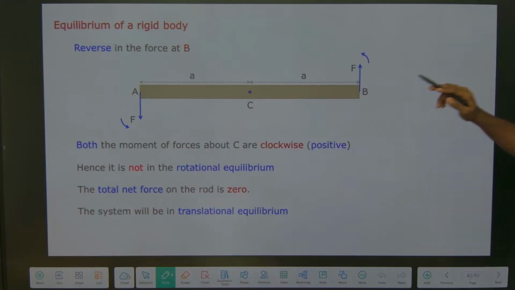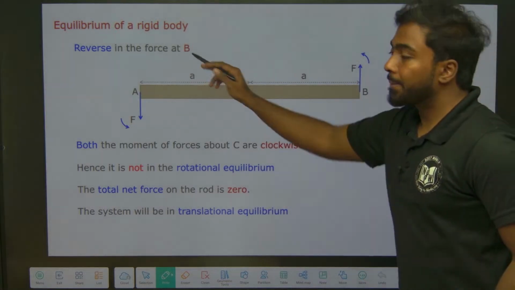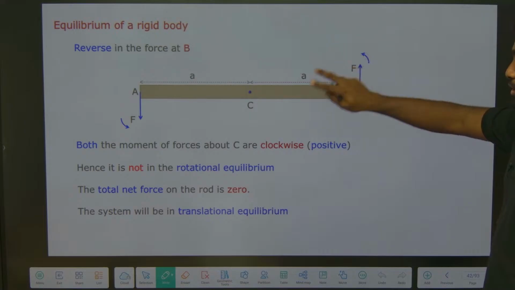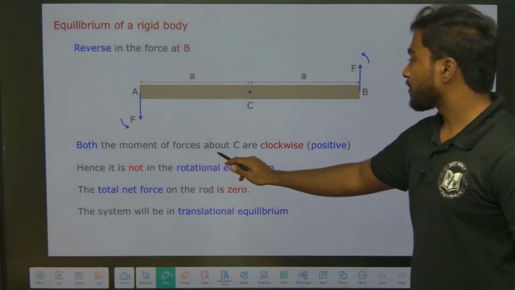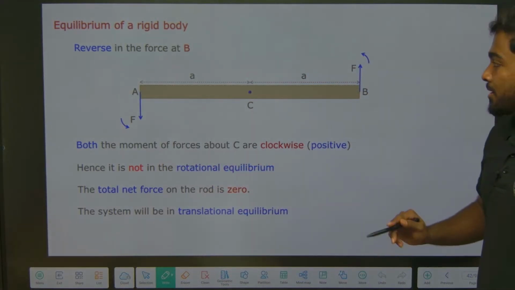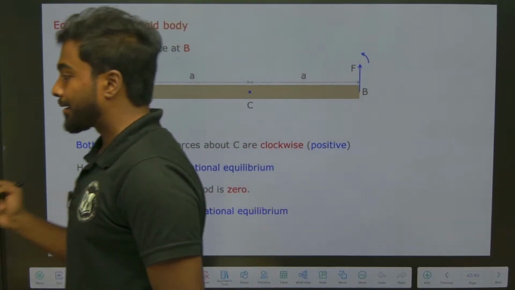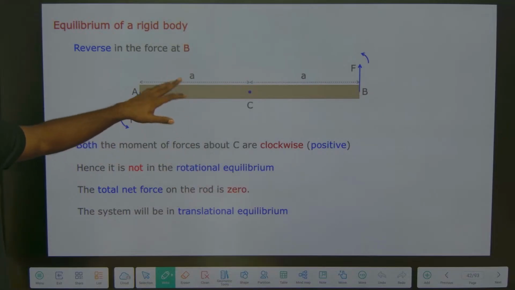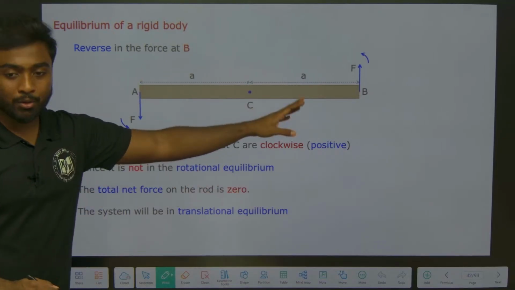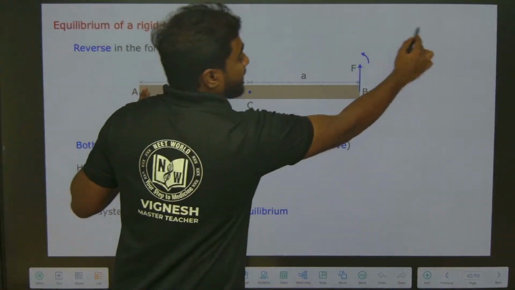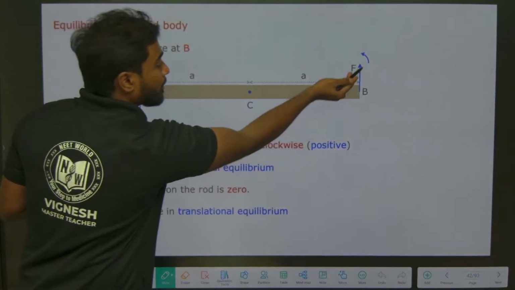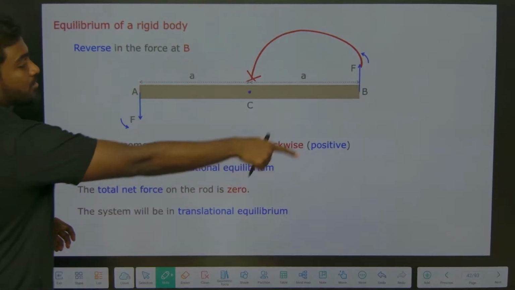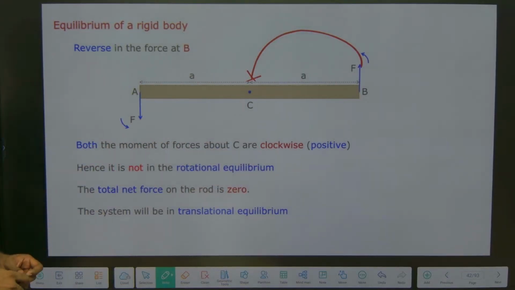So next one, reverse the force at B, like A is in the same direction but B is in the opposite direction of A. So both the moments of force about C are clockwise. One thing we can understand here: whether we consider clockwise or anti-clockwise, we should consider the one with the less distance. If I come like this, the distance will increase. In this manner I can reach the point C, and about that point I need to go. So is this clockwise or anti-clockwise?